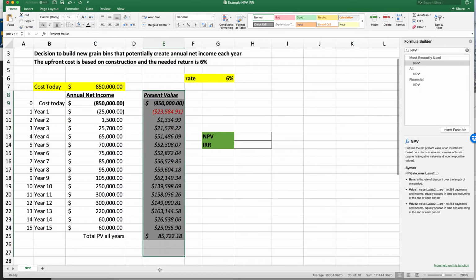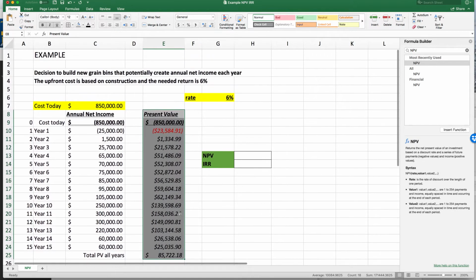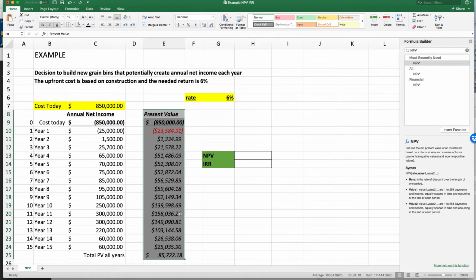All right, well, I need to ignore this gray column. Don't let that confuse you. I just did them individually one at a time.